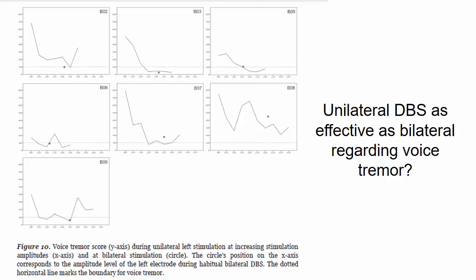We also looked at voice tremor in 7 patients with bilateral DBS, and interestingly, unilateral left-sided DBS was as effective or even more effective than bilateral DBS in 6 out of these patients.